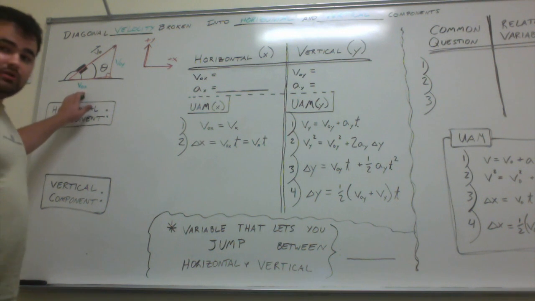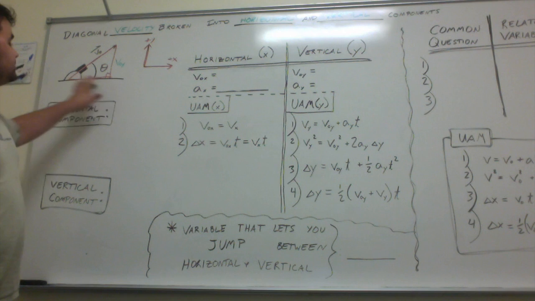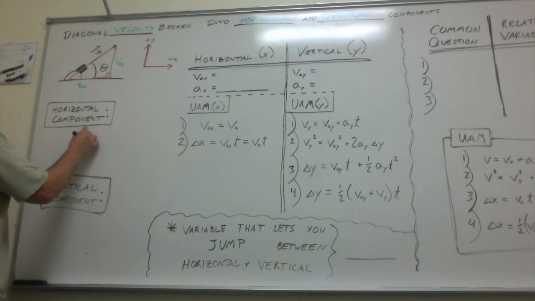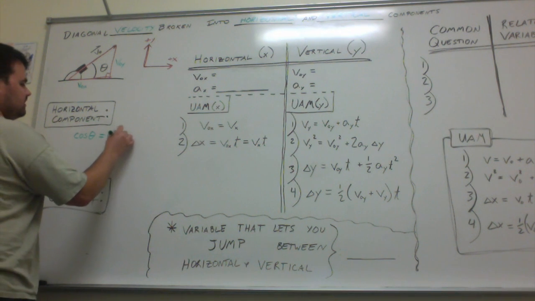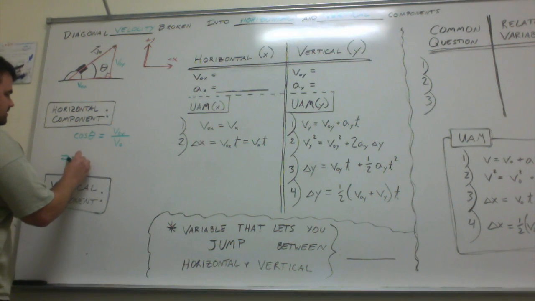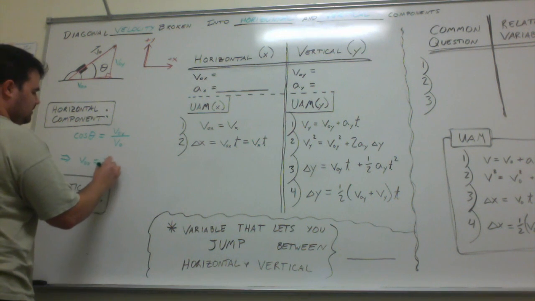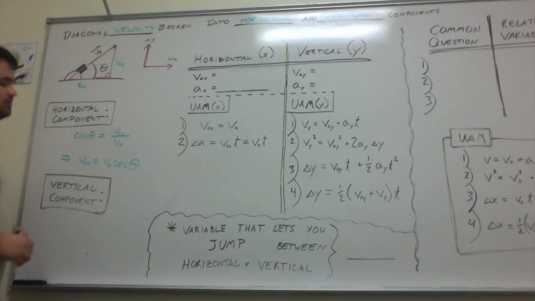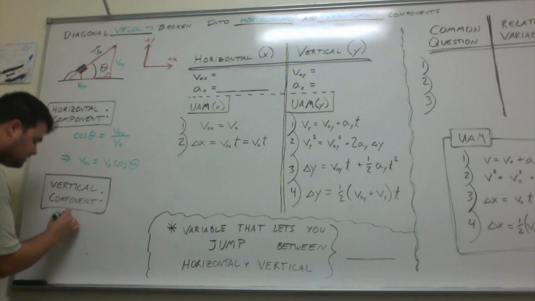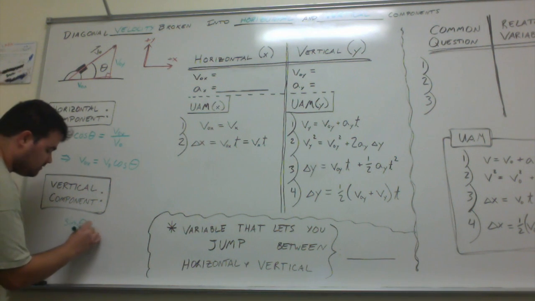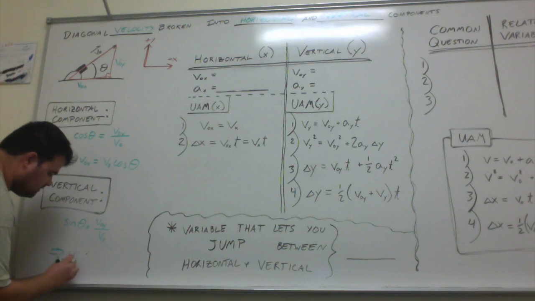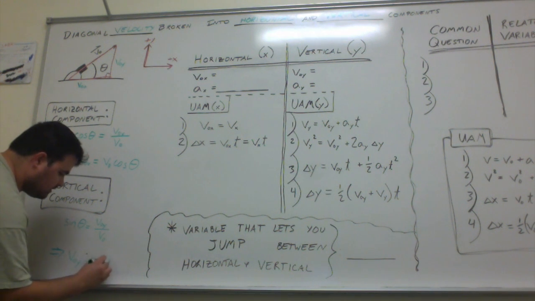So the horizontal component is along the adjacent side of the angle, which means I'm going to use cosine. Cosine of my angle, cosine theta, is v naught x over v naught. If I rearrange this, I get v naught x equals v naught cosine theta. In a similar way, v naught y is opposite to our angle, which means we're going to be using sine. So sine of theta is v naught y over v naught, and if we rearrange that, we get v naught y equals v naught sine theta.